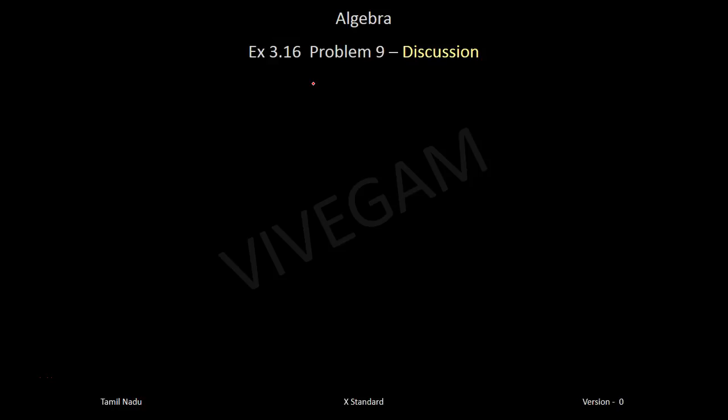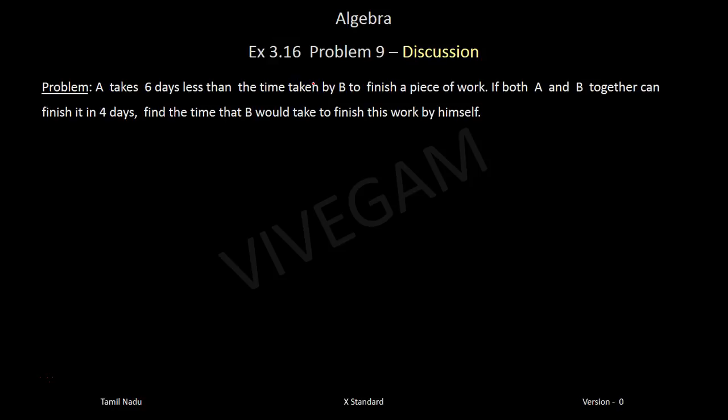Exercise 3.16 problem 9 discussion. A takes 6 days less than the time taken by B to finish a piece of work. If both A and B together can finish it in 4 days, find the time that B would take to finish this work by himself.